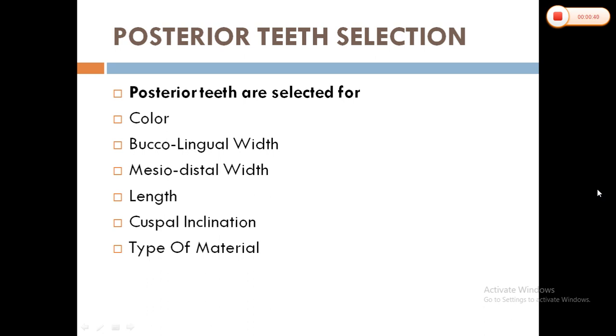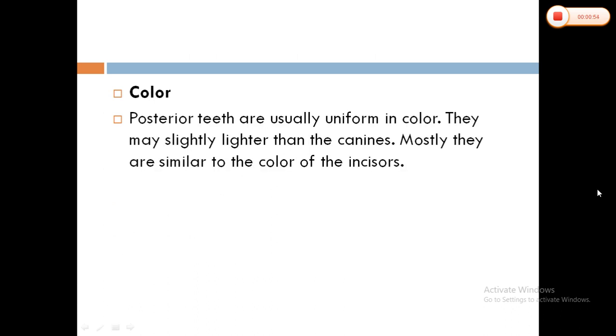Like in anterior teeth selection, posterior teeth are selected for color, buccolingual width, mesiodistal width, length of teeth, cuspal inclination, and type of material. Color. Posterior teeth are usually uniform in color. They may be slightly lighter than the canines. Mostly they are similar to the color of incisors.